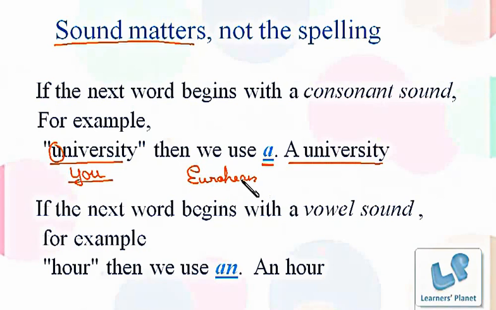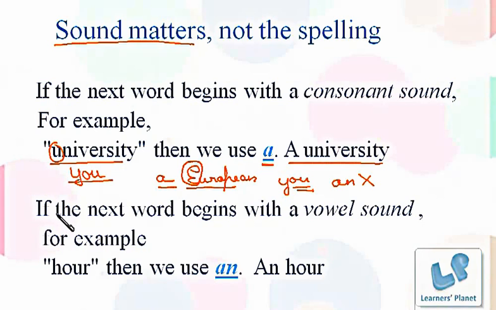The same is the case with European. Now when you listen to this word carefully, the sound of U comes over here. Even though it begins with a vowel, E, the sound of U comes over here. That's why over here also we will use a European instead of using an. And an would become wrong. Okay?